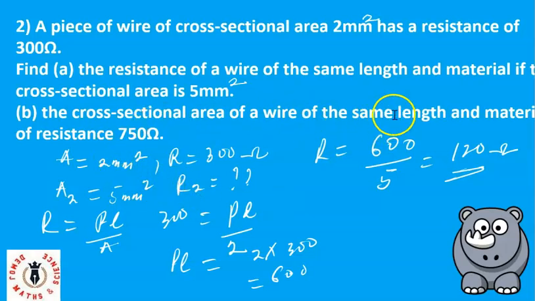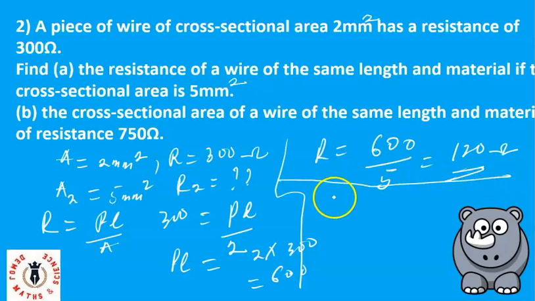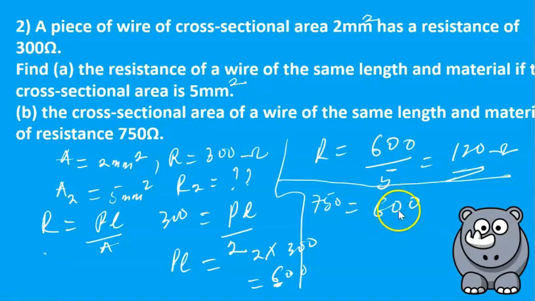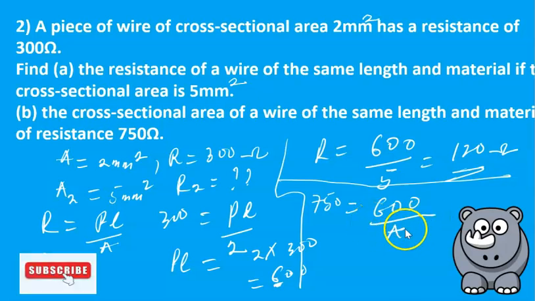Now let's take the second question. The second question says we should find a cross-sectional area of the same length and material of resistance 750. Now in this case, we're given our resistance to be 750, which is the same thing as rho times length, that's 600, over the cross-sectional area A. So we're interested in the cross-sectional area. We'll cross multiply, that will be 750 A, which this time around is the same thing as 600 over 750.